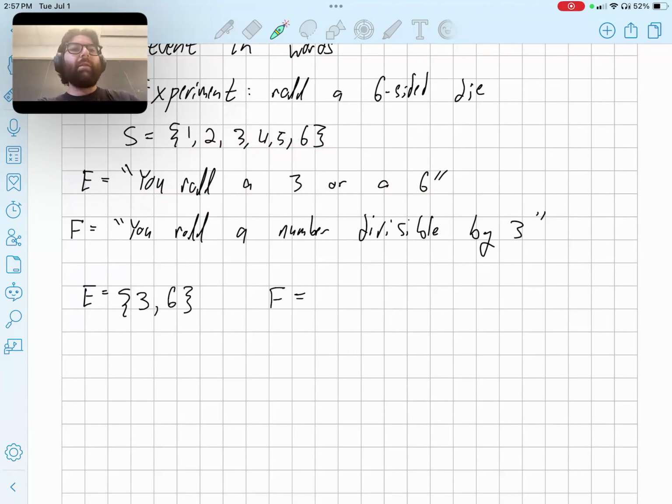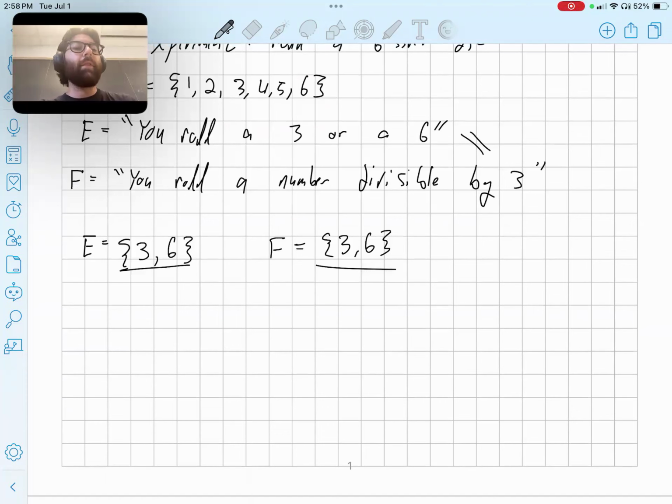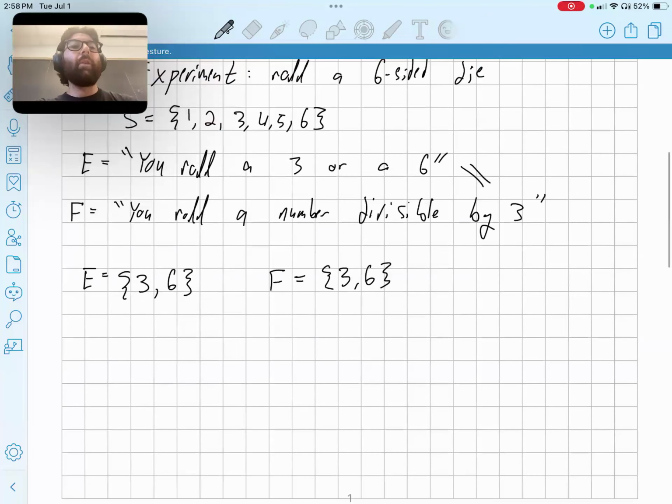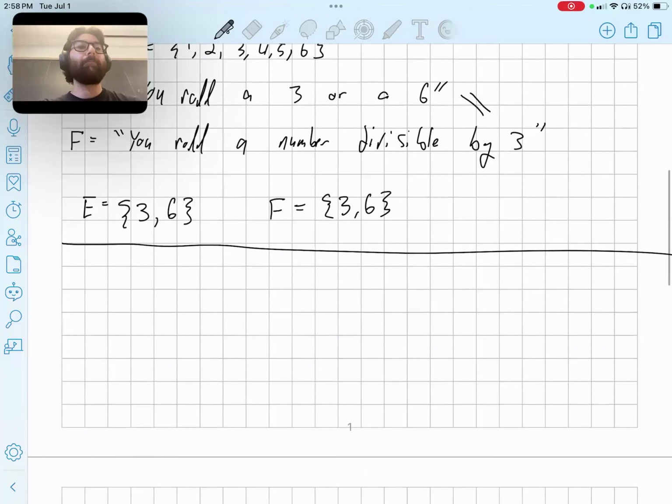Now I do the same thing for F. A number divisible by 3. 1 is not divisible by 3, so I don't include it. 2 is not divisible by 3. 3 is divisible by 3. 4 is not divisible by 3. 5 is not divisible by 3, but 6 is divisible by 3. And so both of these are the same event, but I've phrased them two different ways. They are the same subset of the sample space, and so they're the same event. Keep that in mind for later.